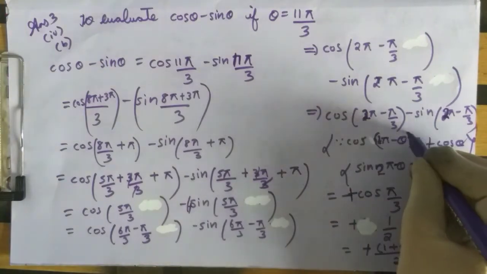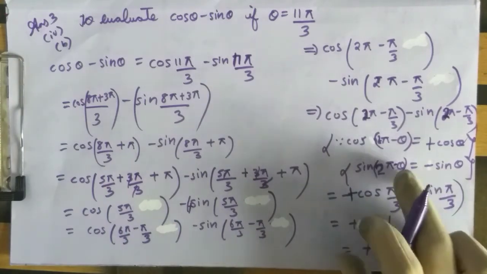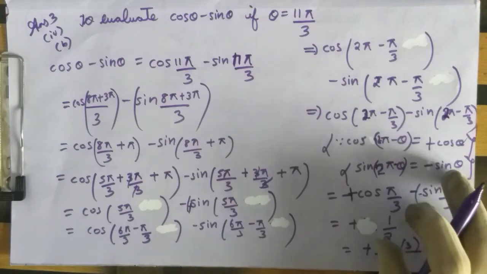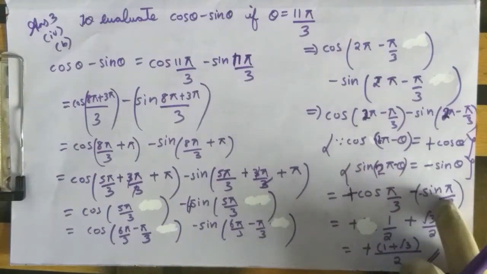Similarly, I am having sine 360 minus theta. What is 360 minus theta? It is in the fourth quadrant. But in the fourth quadrant, sine is negative. So in place of sine 360 minus theta, I will write minus sine theta. And theta here is pi by 3.